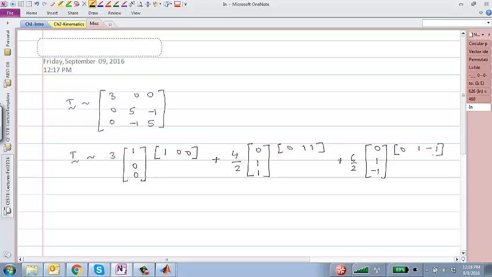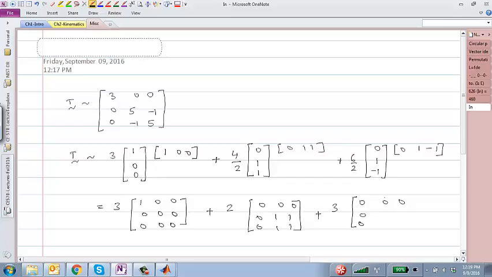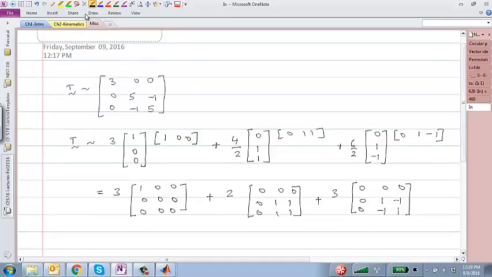If you multiply all of that out, what you should get is 3 times the matrix with 1 in the first entry and zeros elsewhere, plus 2 times a matrix with ones in the lower block, plus 3 times a matrix with 1, -1 in the lower block. Is that correct? No, not 4 over root 2, 2, because there are two of those, right? This is n_1 and that is also n_1. So we have two n_2s there. Okay. And of course, if you add them up, you can verify very quickly that indeed the sum of these three matrices gives you that original matrix back, right?